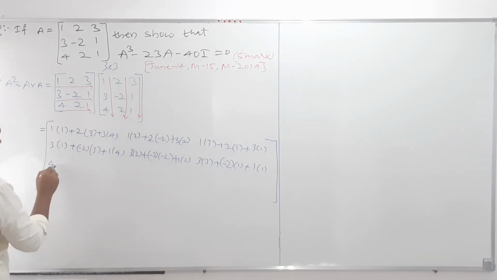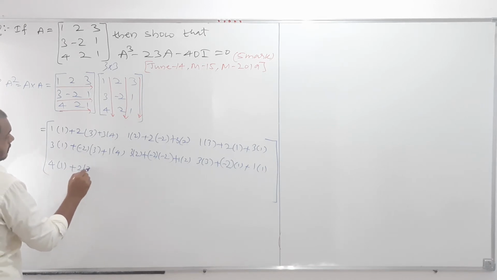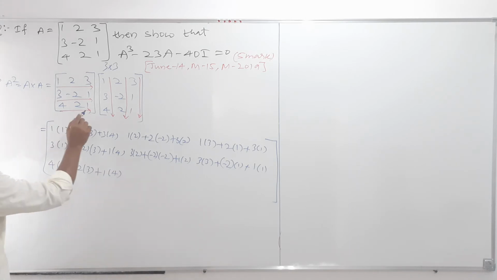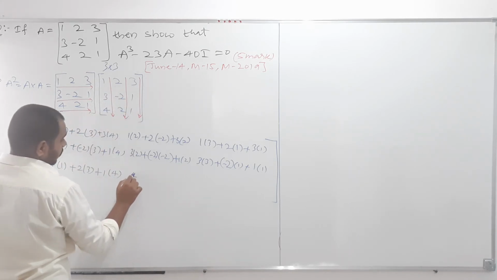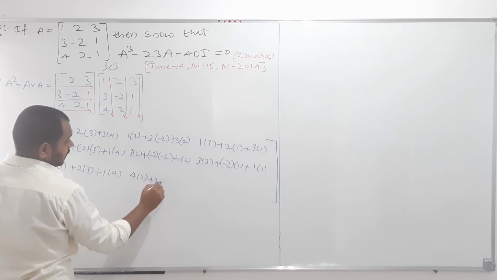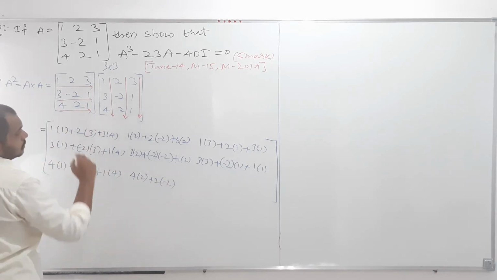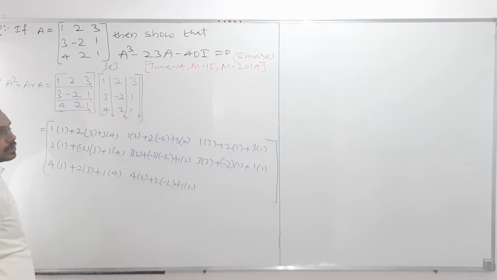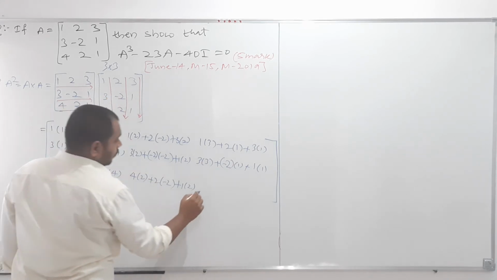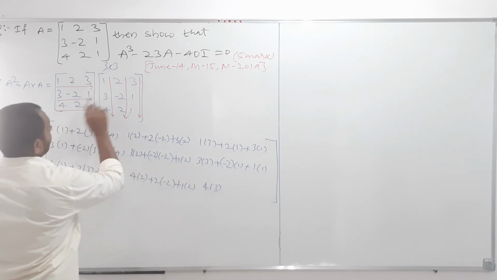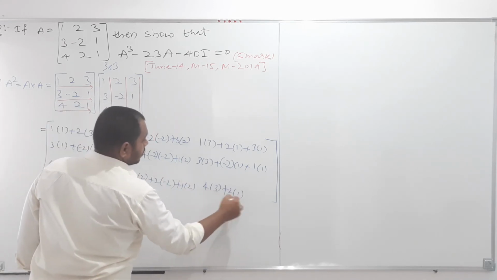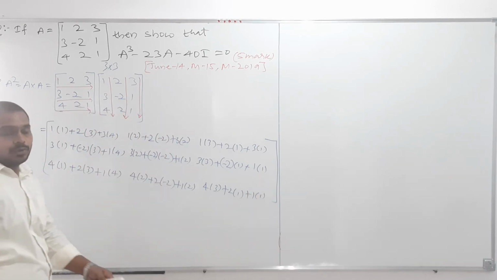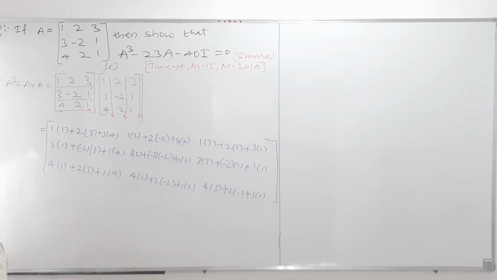So 4 into 1 plus 2 into 3 plus 1 into 4. Next third row second column: 4 into 2 plus 2 into minus 2 plus 1 into 2. Next third row third column: 4 into 3 plus 2 into 1 plus 1 into 1. So further simplify this my dear students.